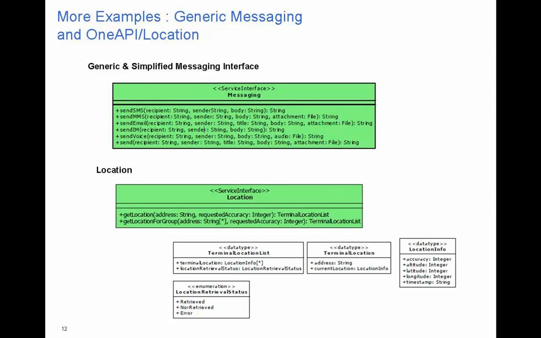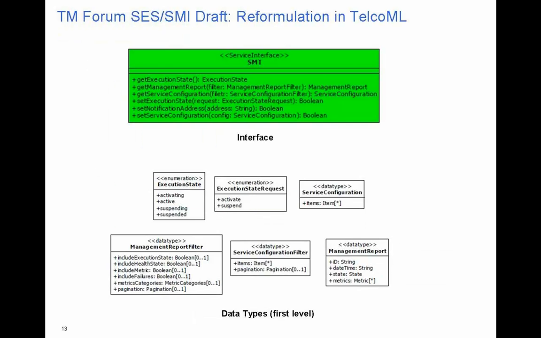You can send SMS, MMS, the email, the instant message. You can send a voice packet, or just send a generic message as a string using the messaging interface. It's that simple, but not very obvious when you look at that service. Similarly with location services, you can do single or multiple entity location queries very easily using OneAPI. But by illustrating it in TelcoML, you'll realize that it becomes really easy to understand.